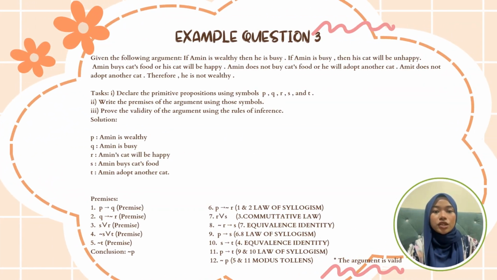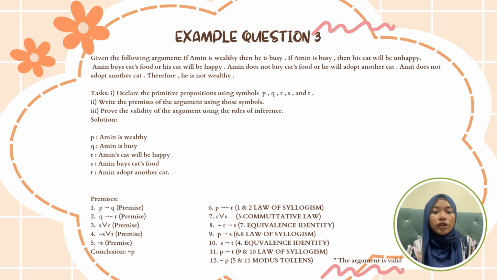For the last question, given the following argument: if Amin is wealthy, then he is busy. If Amin is busy, then his cat will be unhappy. Amin buys cat's food, or his cat will be happy. Amin does not buy cat's food, or he will adopt another cat. Amin does not adopt another cat, therefore he is not wealthy. The tasks are also the same as question 1 and question 2.